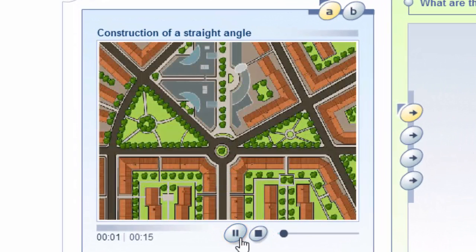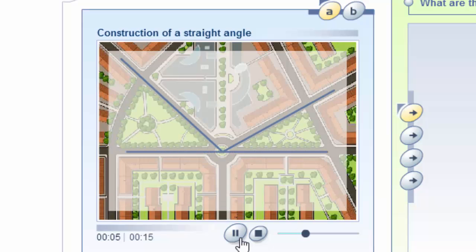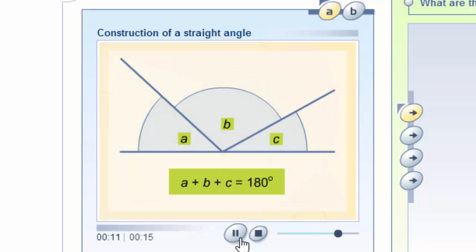Look at the streets in the city. These two streets, together with the main street, form three angles on a straight line. Their sum equals 180 degrees.